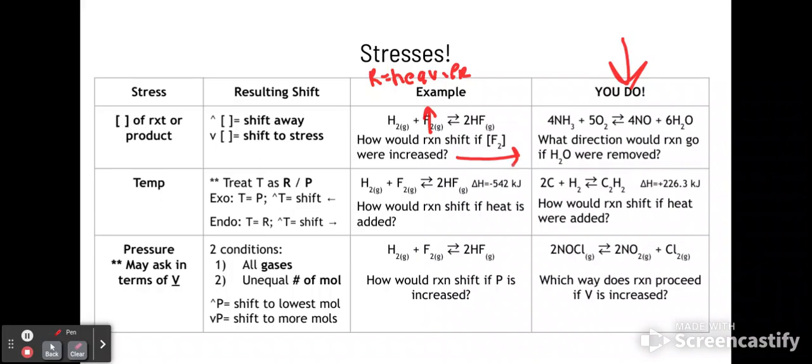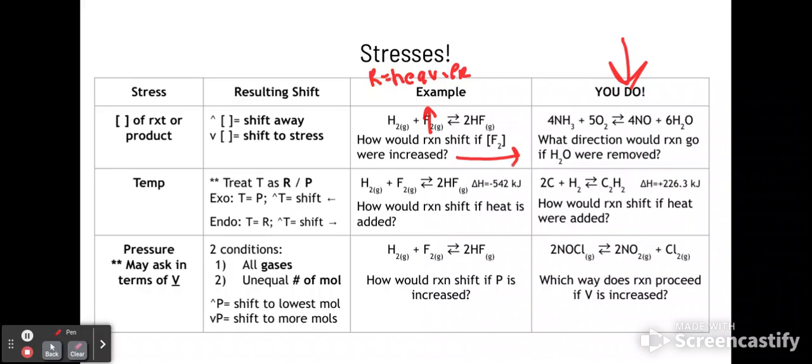Temperature is our next stress, and when you look at temperature, it's important to treat it as a reactant or a product. For an exothermic reaction, heat is given off, so we treat temperature as a product. If you increase the temperature, that means you're increasing a product, so you're going to shift back to reactant. If you treat it as a reactant or a product, it makes it look like we're looking at concentration. Endothermic is where temperature is added, so that means it would be a reactant. If you increase temperature, you're going to shift to the product side.